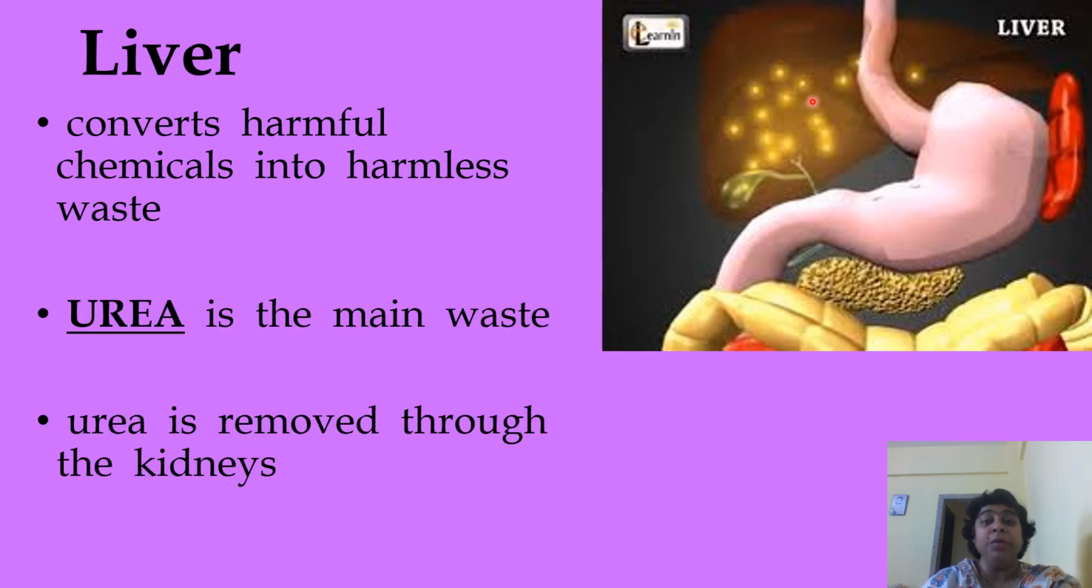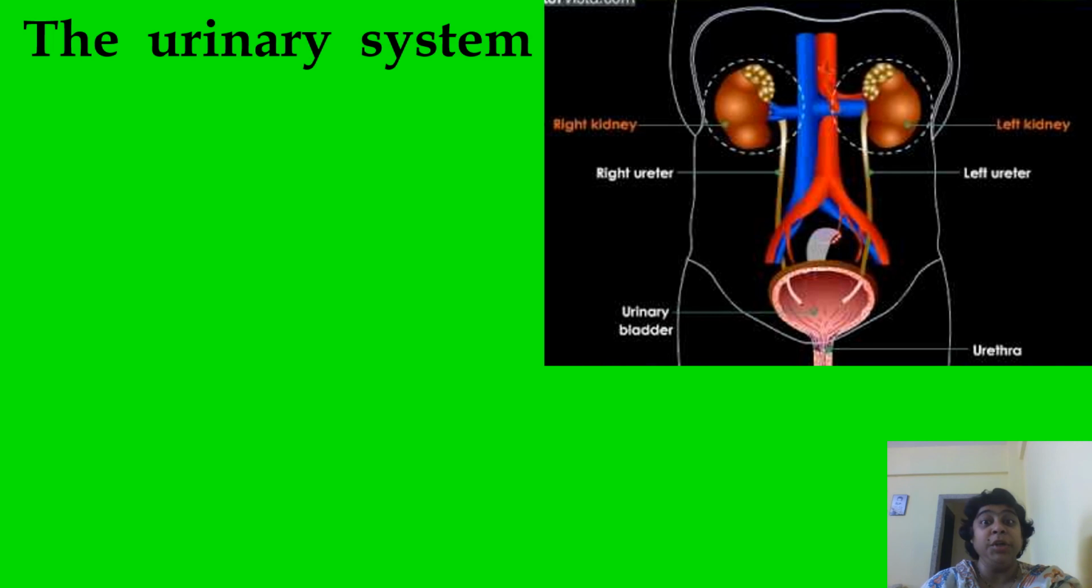Urea. Urea is the main waste. Now you will feel bad if I say, but it is very important that the urea comes out, and urea is removed through the kidneys. From here it goes into the kidneys, and from the kidneys it goes out through either your anus or your urine. The urinary system.